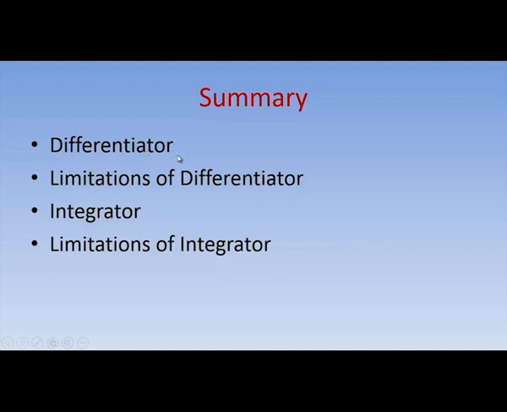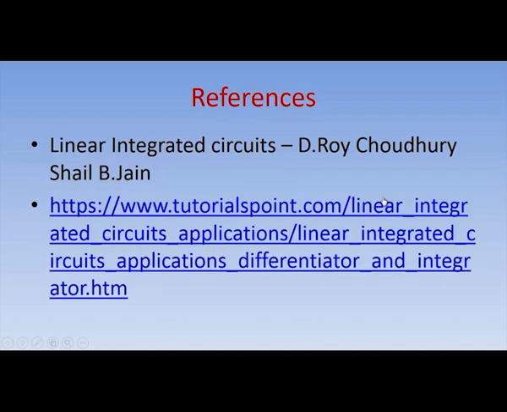So, we have discussed only the differentiator, the limitations of the differentiator, and why we are going for a practical differentiator. The references.